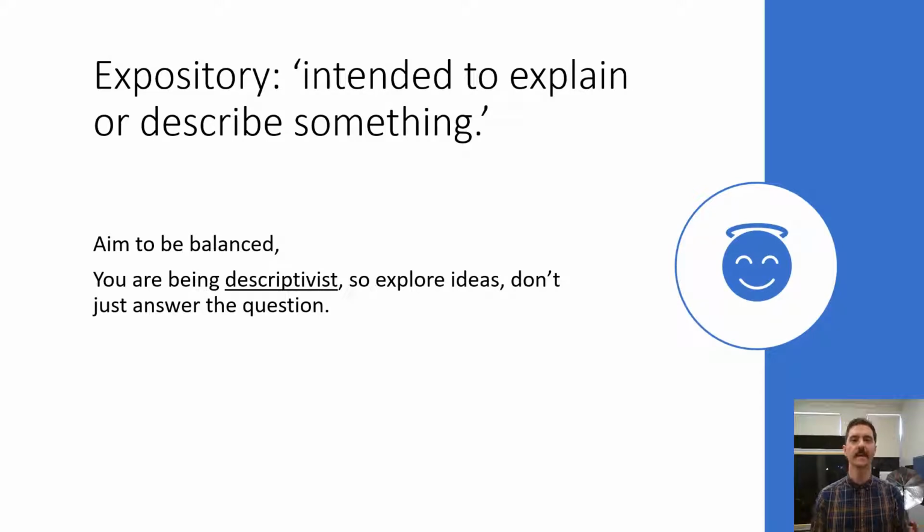So expository, intended to explain or describe something, you're aiming to be balanced, and you're being a descriptivist, so you don't want to be judgy or saying that one's right or one's wrong, but you just want to outline different perspectives. And it's always good to think about dominant group, non-dominant group. So think overt, covert, think formal, informal, think standard, non-standard. Kind of keep those 2 groups in mind, because if you're just doing one side, you're kind of neglecting one element of the question, which is not good.